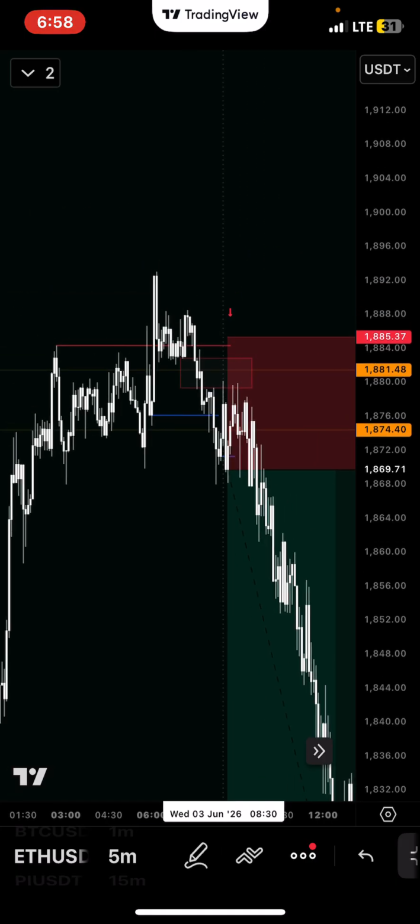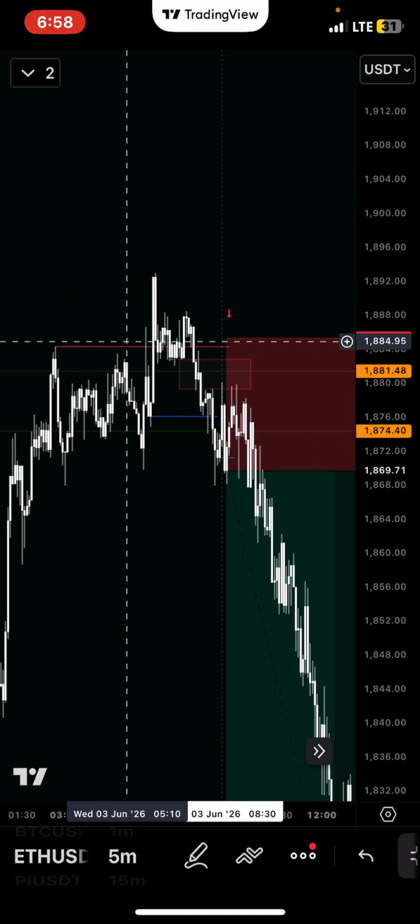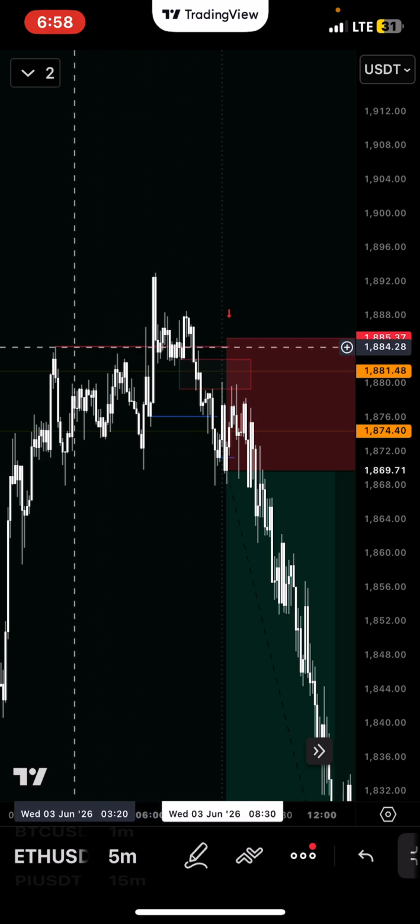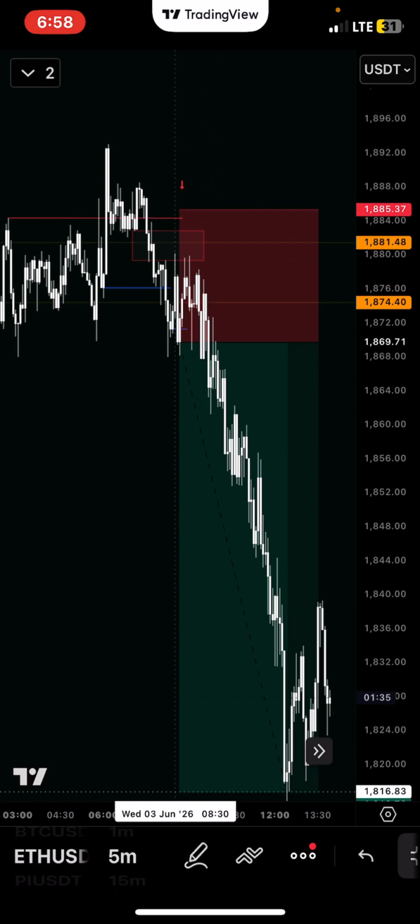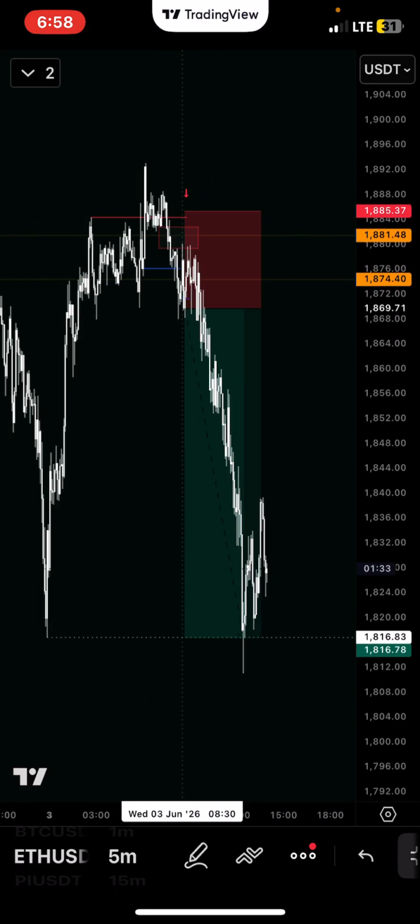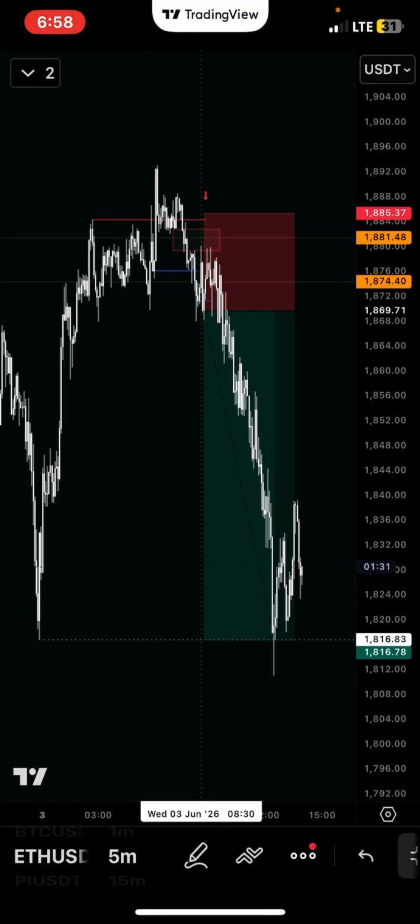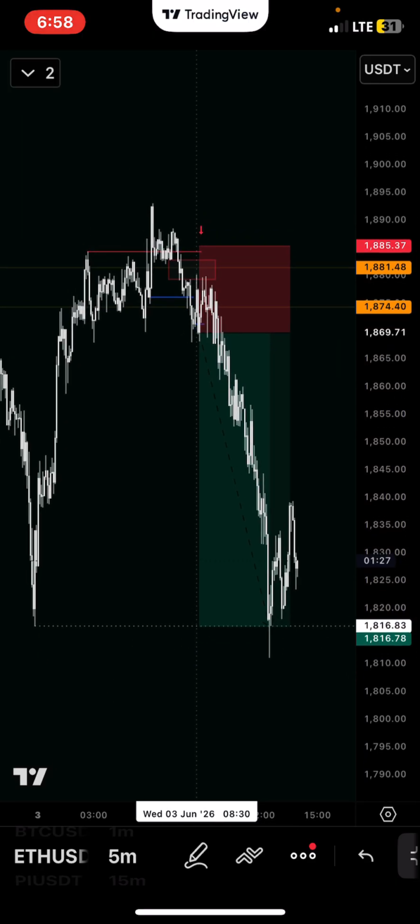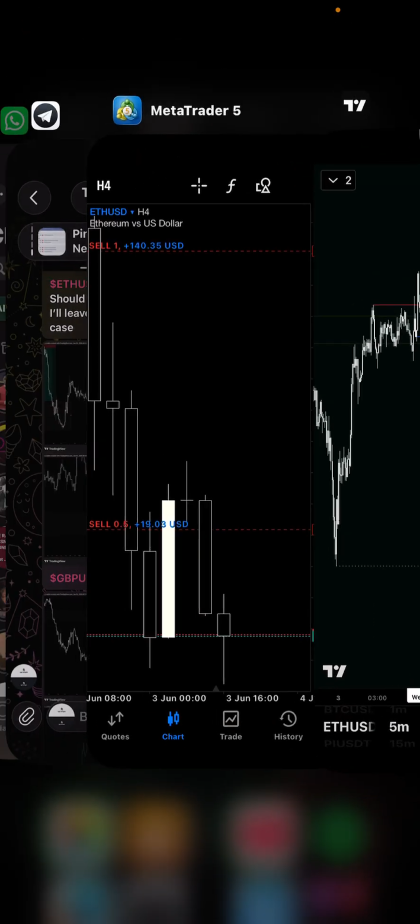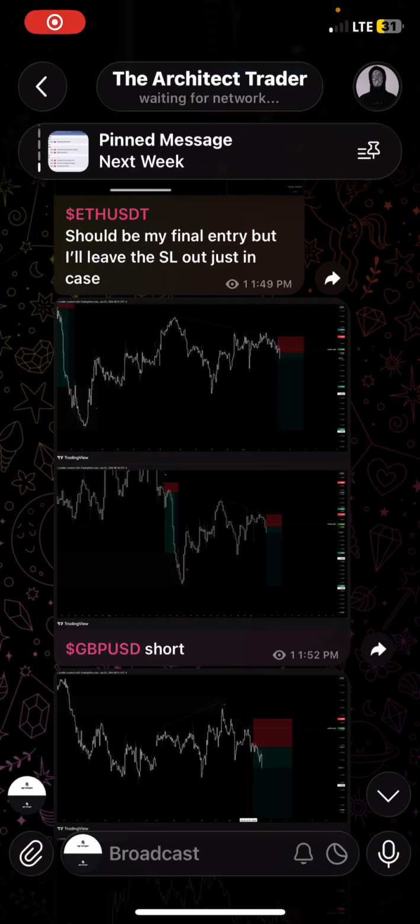above this liquidity that was swept. Look at this liquidity above. That's where I place my stop loss, above that liquidity, and then my take profit is at this liquidity here, this low. That's for 3.38.